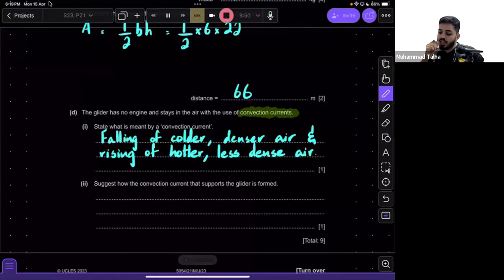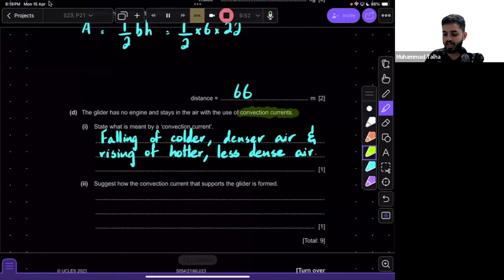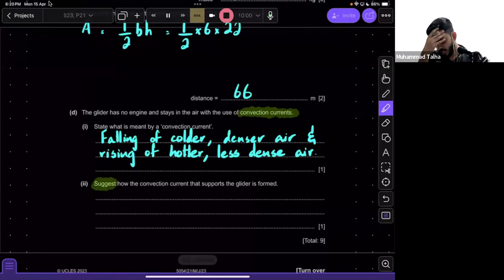Now, part 2 is one of these parts that I warned you guys against previously as well, which are the suggest parts, the most difficult parts in all of O-level physics. Now, why are these so difficult is because you just can't prepare for it. With the suggest parts, the examiner assesses your ability to think on your feet.